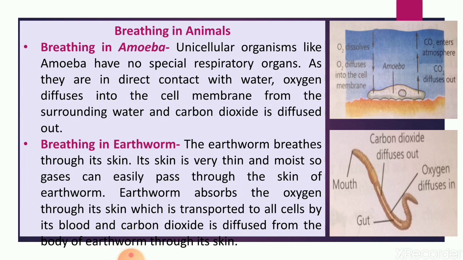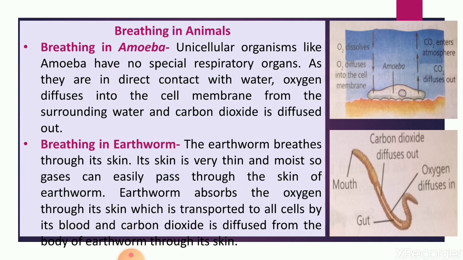But a large number of animals such as earthworms, fish, cockroaches, grasshoppers, mosquitoes, house flies, etc. do not have lungs for breathing. Animals such as cockroaches, grasshoppers, mosquitoes, and ants belong to insects. Their process of breathing and respiration is quite different from human beings. First of all, we will see breathing in amoeba.